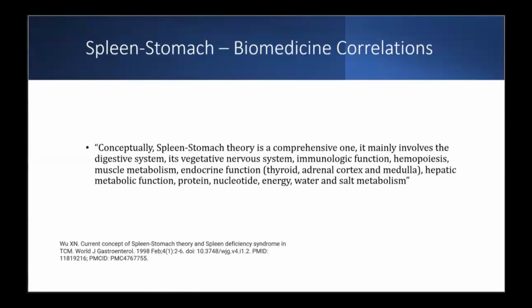Comprehensive spleen stomach theory involves the digestive system, that vegetative nervous system that I described, immune function, hemopoiesis, right? The blood, hemoglobin, muscle metabolism, endocrine function, the thyroid, adrenal cortex, and medulla, right? So we're talking about the HPA axis, HPTA axis. Hepatic metabolic function, part of that digestive function of the liver. Proteins, nucleotides, energy, water, and salt metabolism.